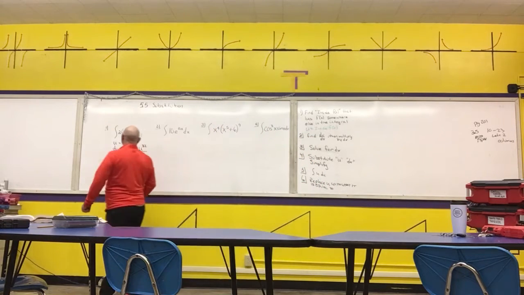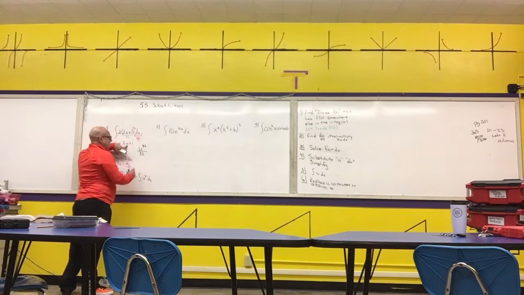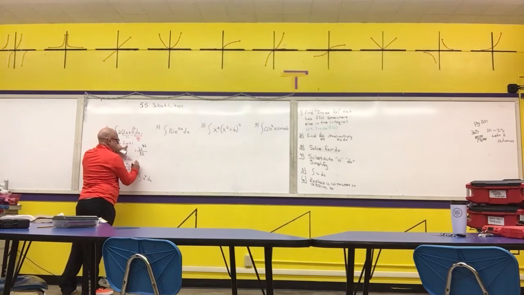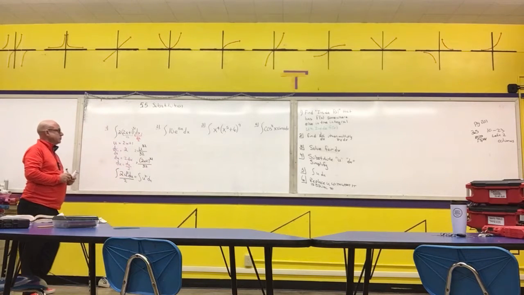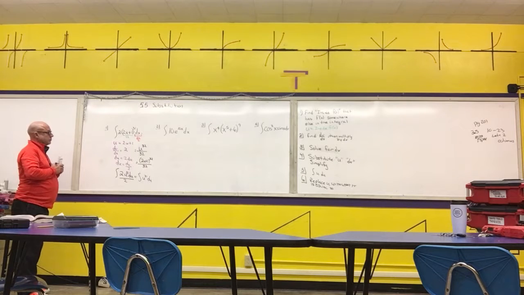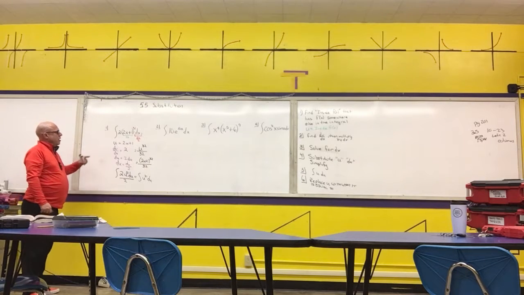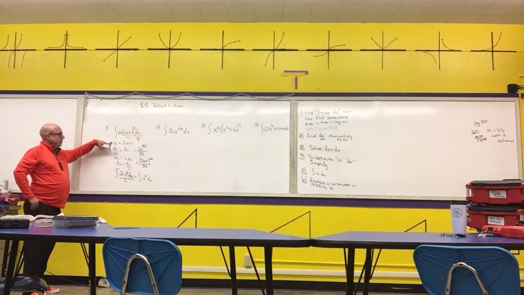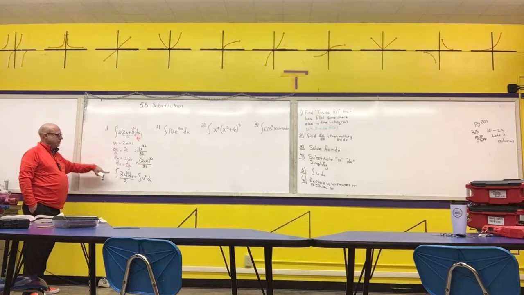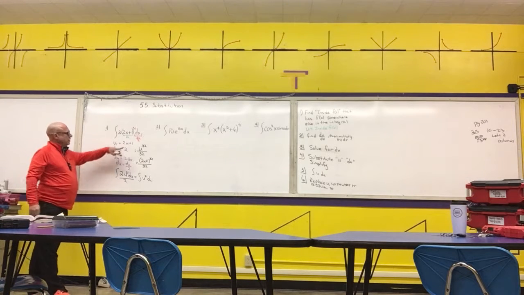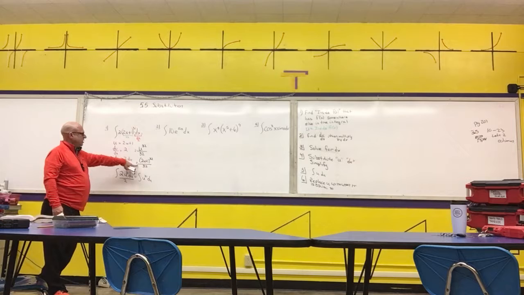So u is equal to 2x plus 1. So my final answer is going to be (2x plus 1) to the 32nd over 32. Okay? Find an inside function, take its derivative, solve for dx, substitute and simplify, take the antiderivative, and substitute what u was back into the original equation.